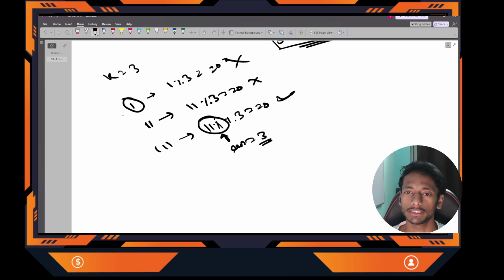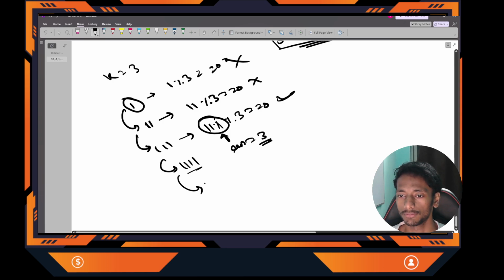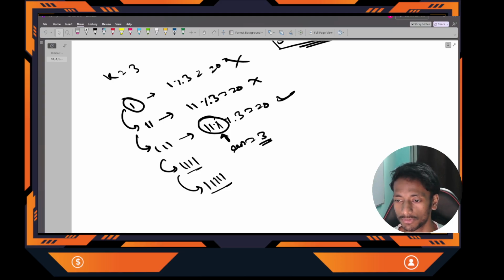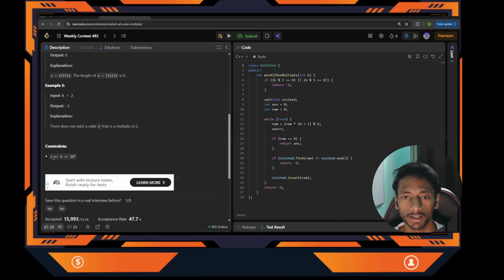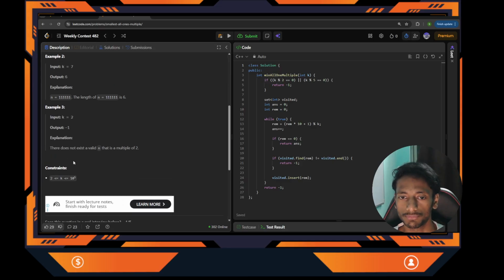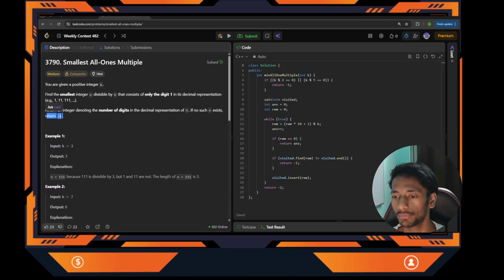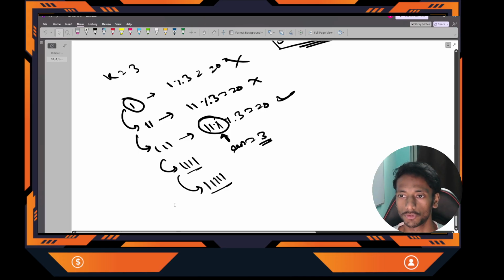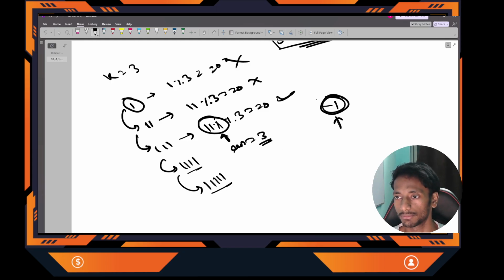So we have a brute force approach: we check the next number, then the next number, and so on. The length is 4, then 5. Now this is the brute force approach, but how many numbers are possible? The k value can be up to 10 to the power 5. So there are unlimited numbers we could check, but there should be some condition under which the answer will be -1.